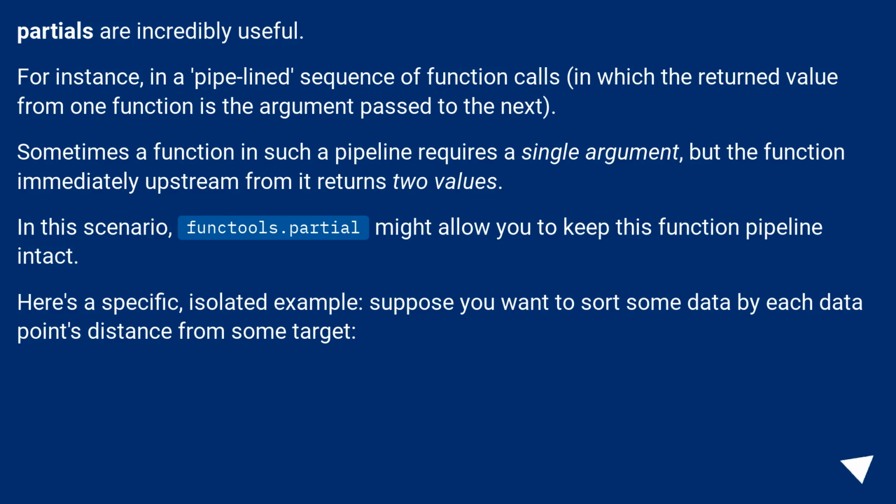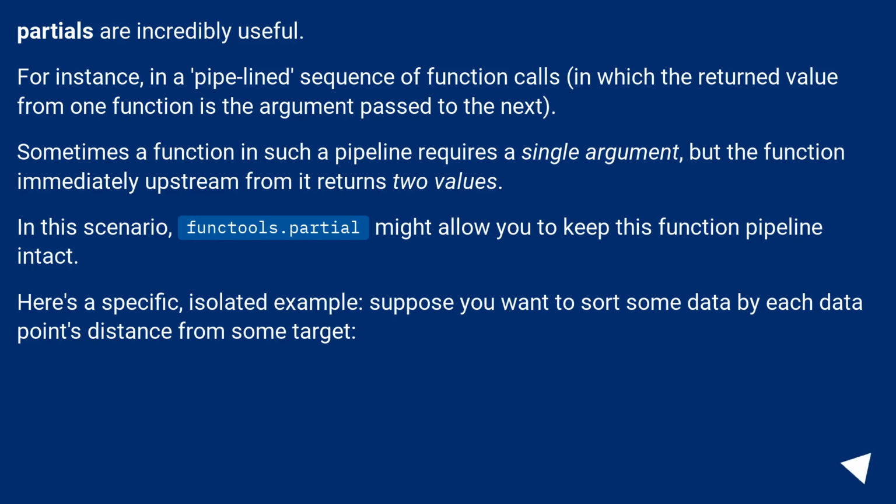Partials are incredibly useful. For instance, in a pipeline, a sequence of function calls in which the returned value from one function is the argument passed to the next. Sometimes a function in such a pipeline requires a single argument, but the function immediately upstream from it returns 2 values. In this scenario, functools.partial might allow you to keep this function pipeline intact. Here's a specific, isolated example.